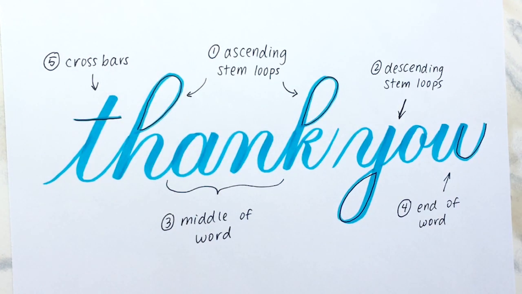Okay, so these are the top 5 places you can add flourishes to your letters and your words: the ascending and descending stem loops, at the middle or the end of the word, and the crossbar of a T.